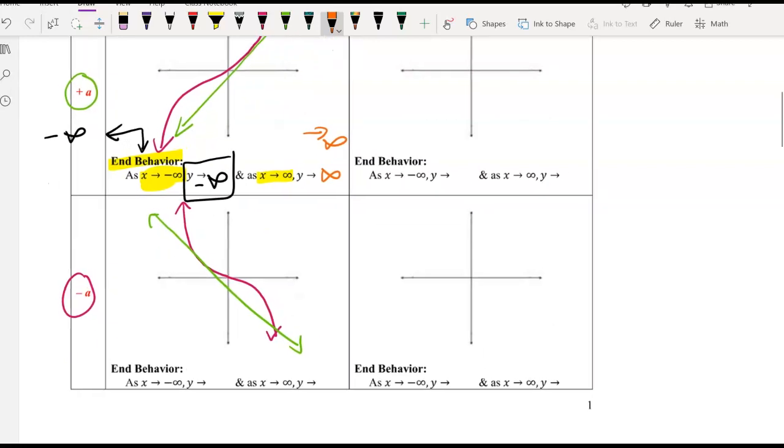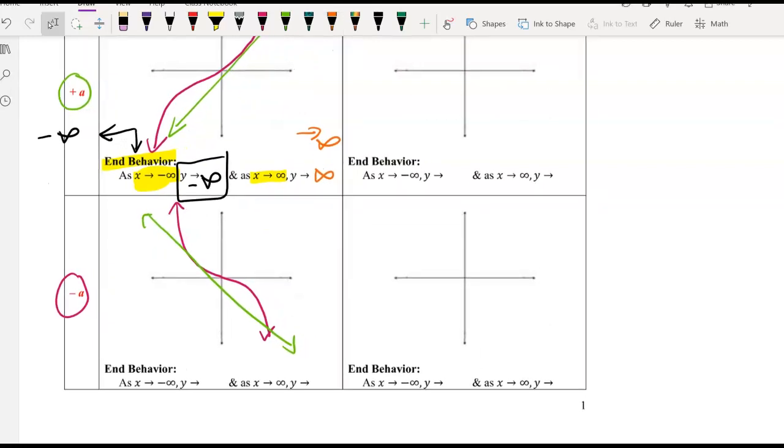Now let's go down really quickly. What happens when you have a reflection over the x-axis? When x is getting smaller and smaller, when we reflected it, y gets bigger. So that's positive infinity right there. Well, what happens when A is positive in the odd functions? What happens when x gets bigger? Y gets smaller. So that's negative infinity.